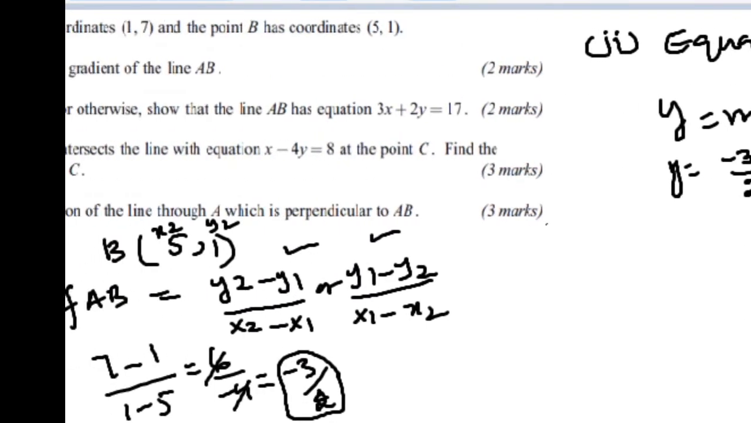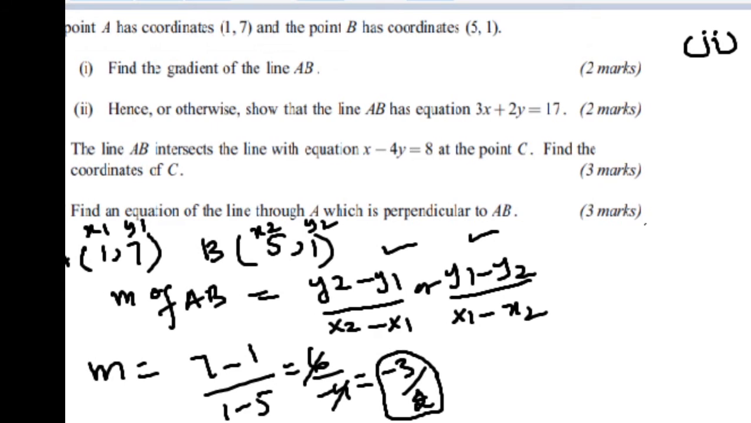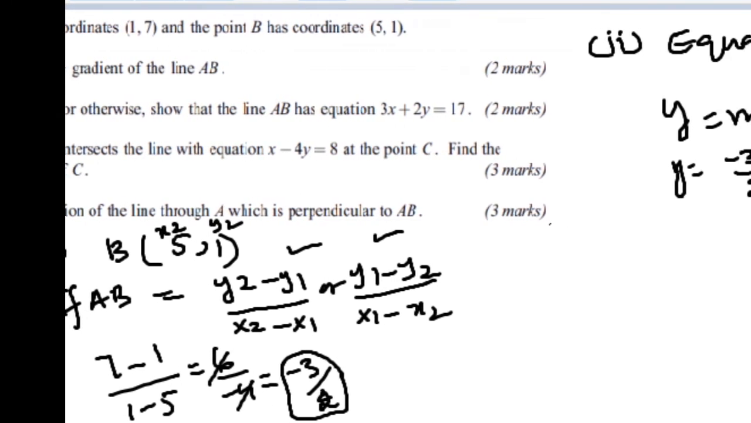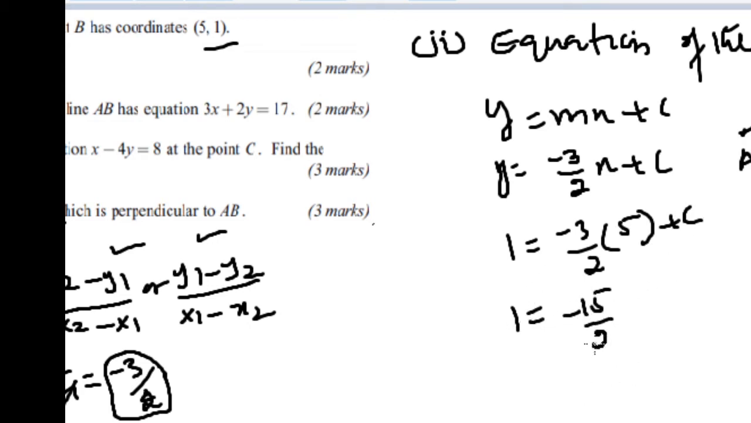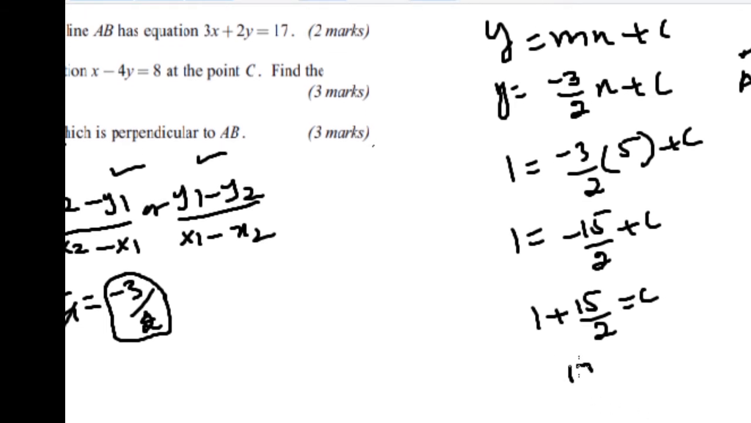There are two points, A and B. I'm inputting here point B. So point B has y coordinate 1, equals minus 3 over 2 times the x coordinate 5, plus c. So I get here minus 15 over 2 plus c. To find c, 15 over 2 comes here, that is c. Now the result becomes 17 upon 2, that's the value of c.